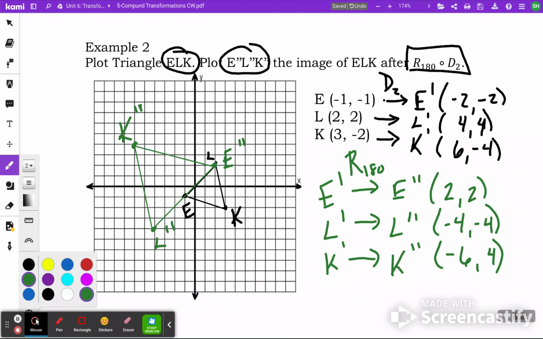And you can see that both things described do happen. It grew, okay, the line segment lengths did double in length, but it also turned around 180 degrees. So it grew and rotated to go from start to end.